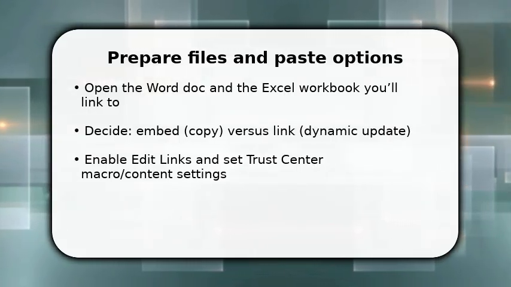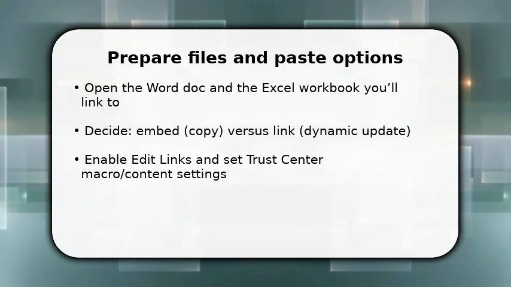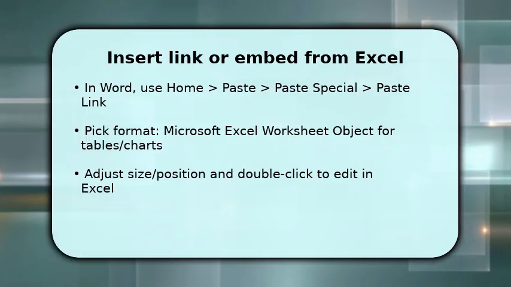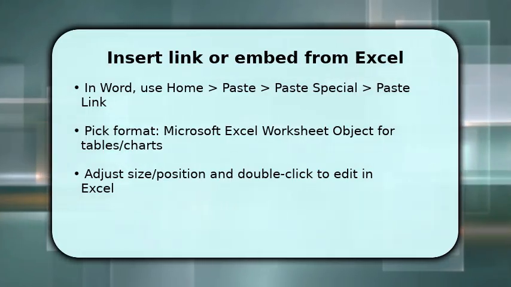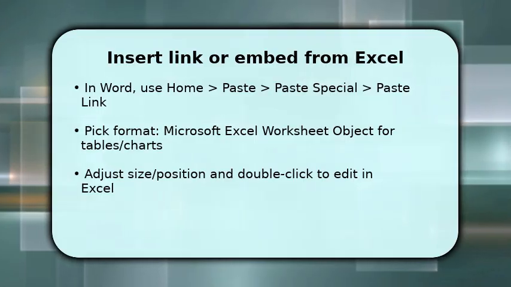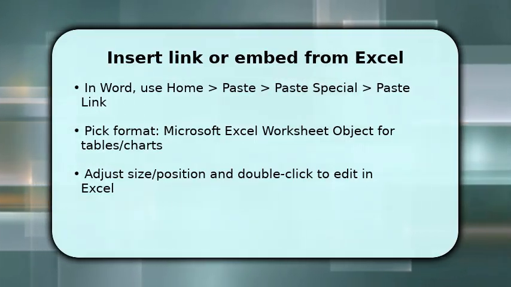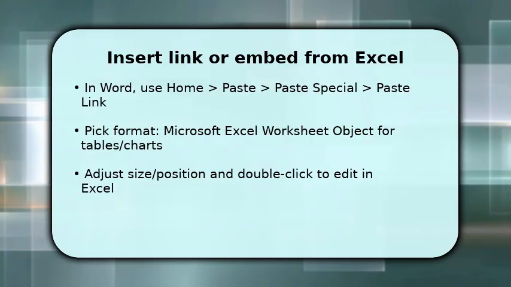Now paste with intent. In Word, choose Paste Special and select Paste Link to keep the connection. You pick Microsoft Excel Worksheet Object for tables or charts so Word preserves formulas and formatting. Alternatively, choose HTML or picture if you only need appearance.